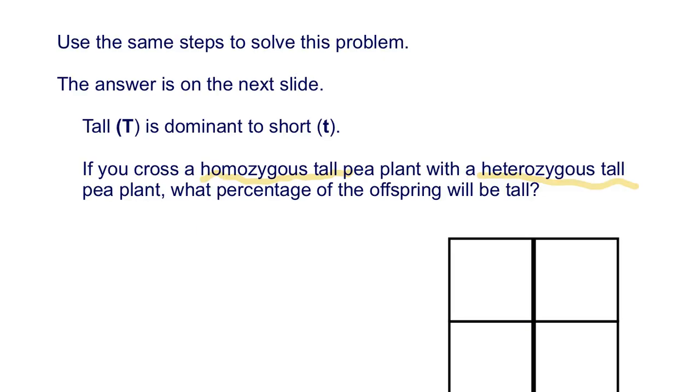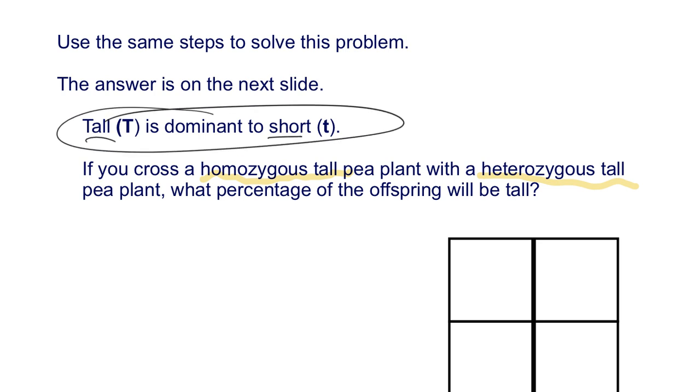In pea plants, tallness is dominant to shortness. So we would use big T and little t as the allele letters. Big T is tall, little t is short. They'll give you this when they give you a problem. If you cross a homozygous tall, homo meaning the same, times a heterozygous tall, that'd be a mixture. What percentage will be tall? They're asking for the phenotypic ratio.